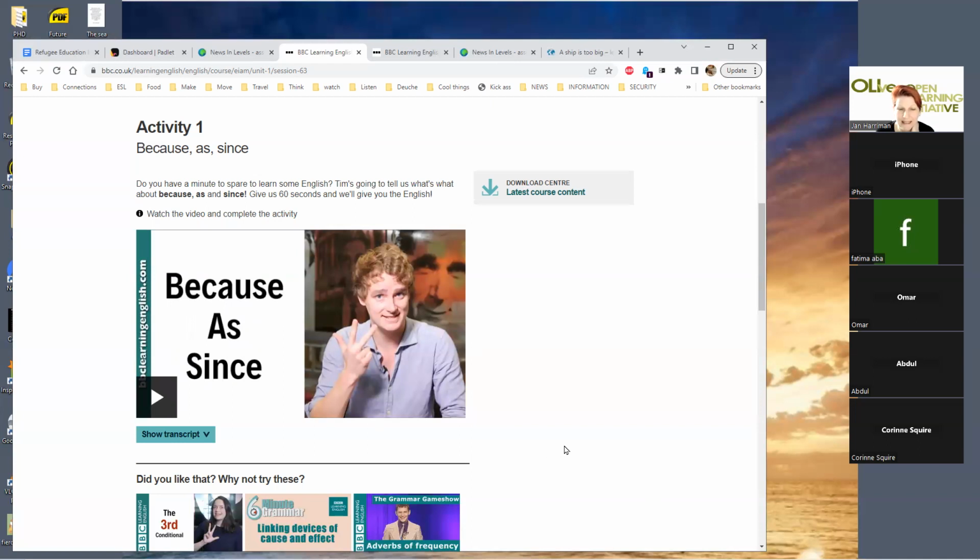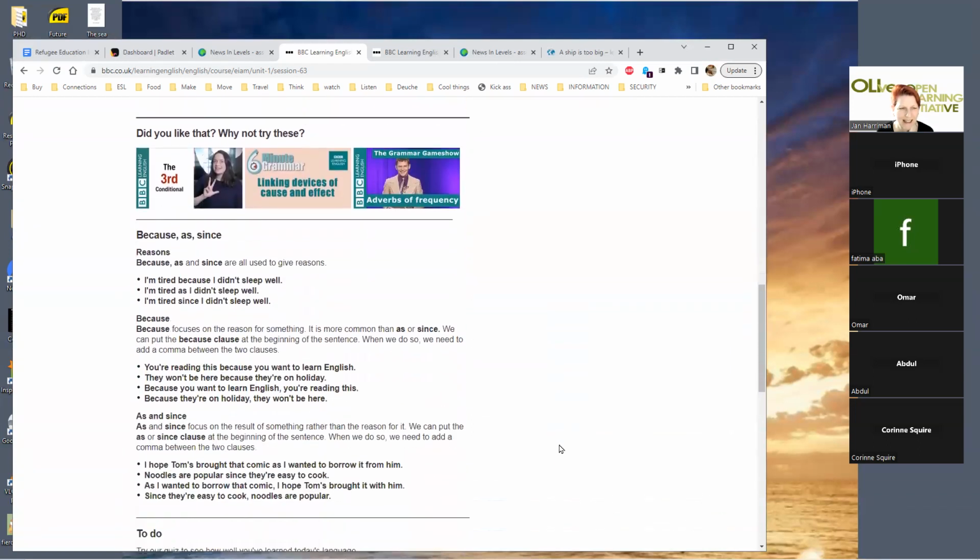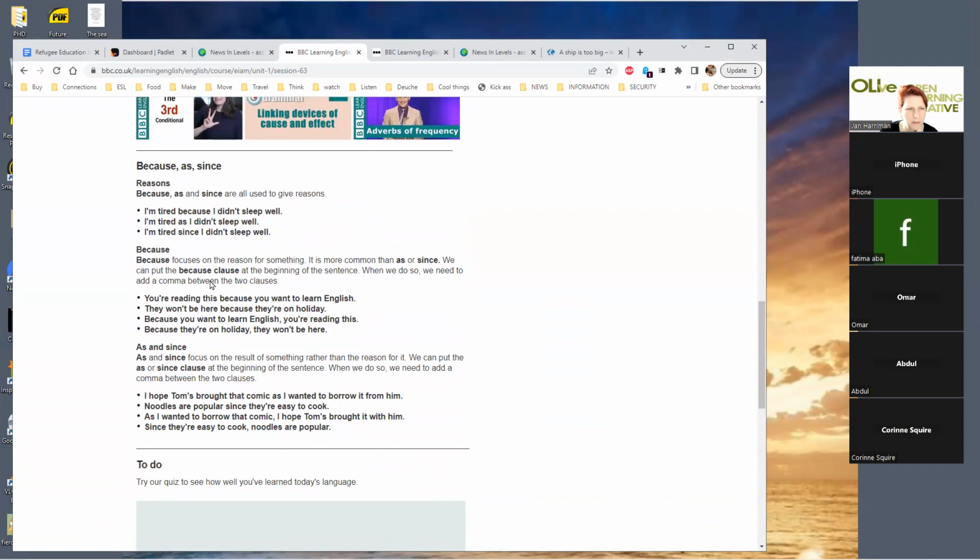Right, so these are a little bit subtle. Let's do a little bit of the reading just to be sure. So, because, as, and since. We've got three examples here. Can you see the differences between them? I'm tired because I didn't sleep well. I'm tired as I didn't sleep well. And I'm tired since I didn't sleep well. The first one is a little stronger.